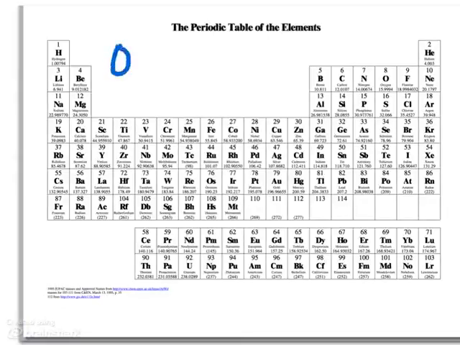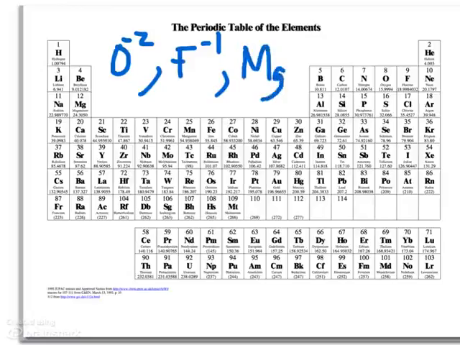So for instance, let's say we had oxygen and fluorine and also magnesium, those 3 ions. And the question is, do those 3 ions have the same number of electrons, or are they similar to the same noble gas? Probably the best way to do it is to go through and locate them on the periodic table. So here's your oxygen. Oxygen has a negative 2 charge, so you have 1, 2. It's going to be like neon.